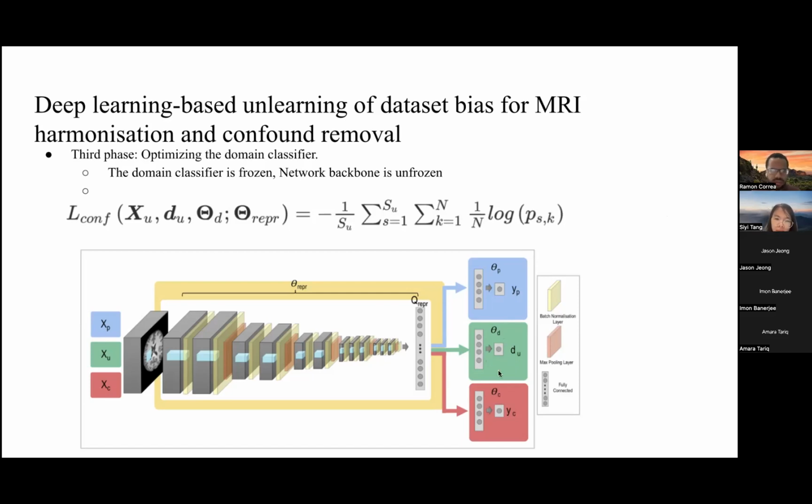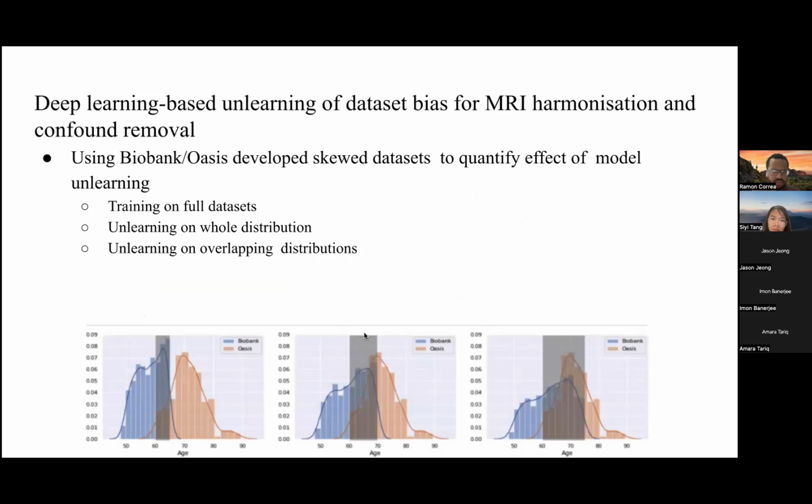And then finally is where you are penalizing the model for learning those features. Now you are basically unfreezing the backbone of the model and freezing the domain classifier. And you're just having the backbone be penalized for learning any features related to that domain. And if you keep alternating these steps over several epochs, the model will eventually learn to forget these features.